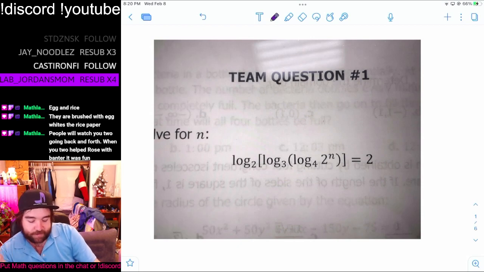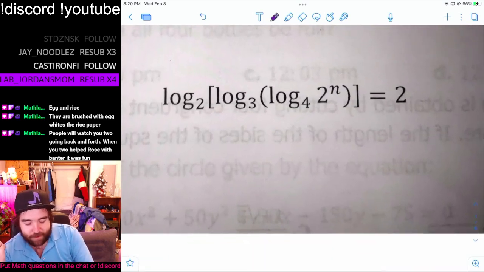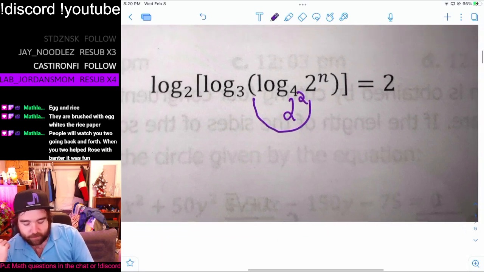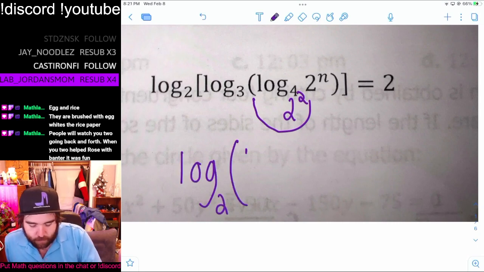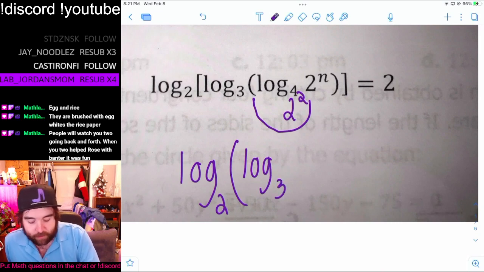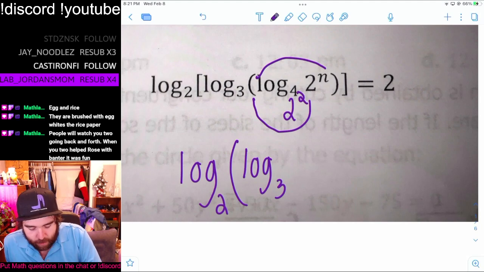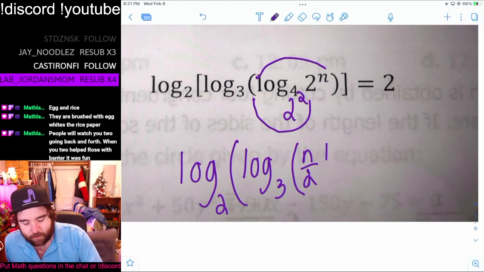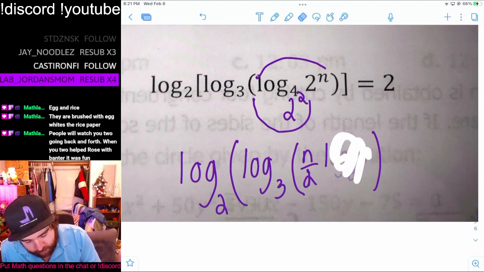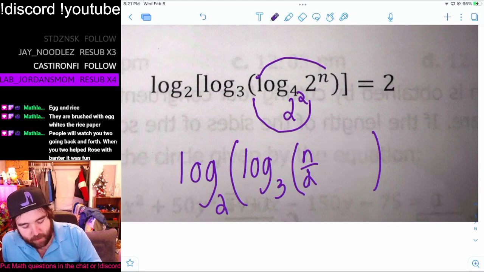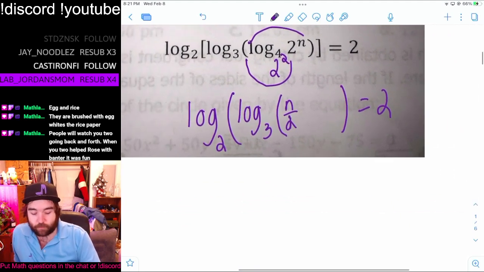So the first thing I see with this is that we can use the secret property of logarithms. That made me really excited when I first saw it, because this is 2 squared down here. So then you can pull that 2 out to the front and put it in a denominator. Then you have log base 2 of log base 3, and you can also bring the n to the front as well, so n over 2 times log base 2 of 2, which is just 1. That's a beautiful thing. That just goes away since you're multiplying by it. Nice. I love that. And that's all going to be equal to 2.